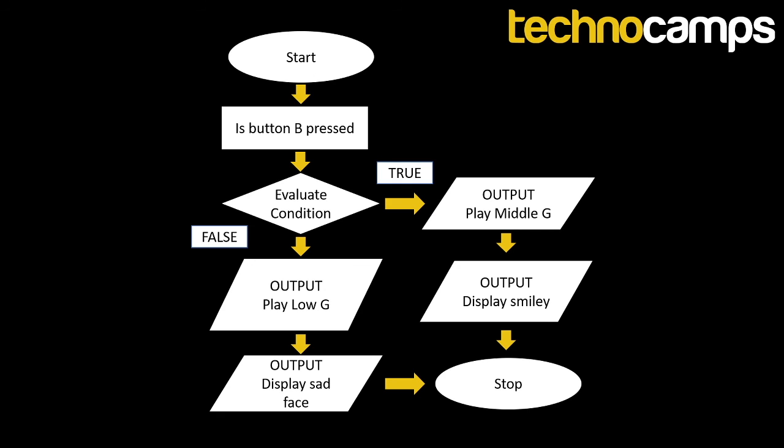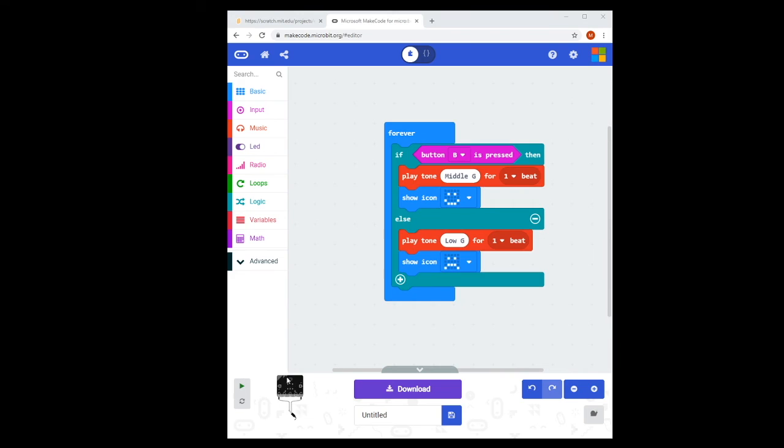If button B is being pressed, so the condition is true, then we want to play middle G and display a smiley. And if button B is not being pressed, so that would come under the else statement, then we want it to play low G and display a sad face. Based on what we've learned from Scratch and what we know from the writing computer programs and algorithms video, you should be able to complete this program that we've started together in MakeCode. Okay, so you should have something that looks like this.